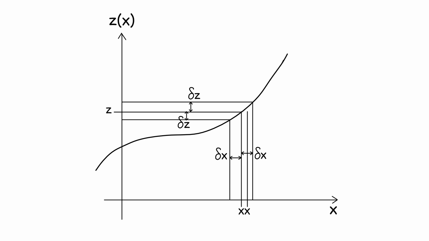Suppose you move over some amount in x, you can figure out how much you'd move up in z based on the slope of the function. The offset in z is the derivative of z times the offset in x. Let's look at an example.